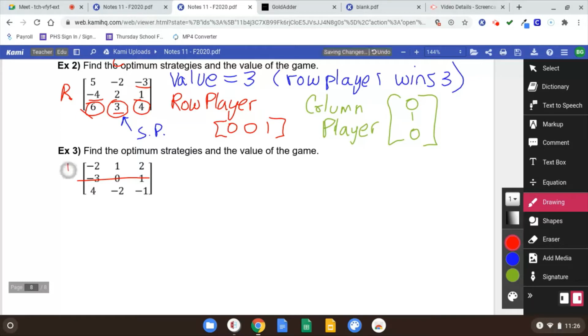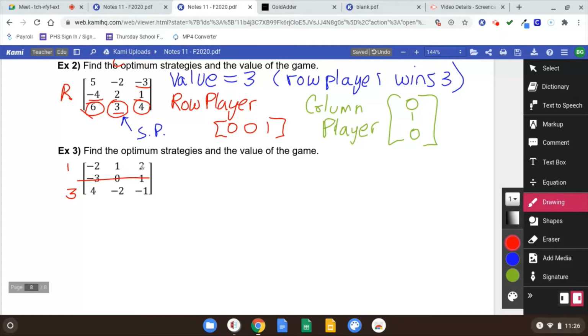So, keep track of the ones that you've kept. We're keeping row 1 and row 3. Now look at your columns. I can see that 1 is better than 2. Remember, it's backwards for the column player.